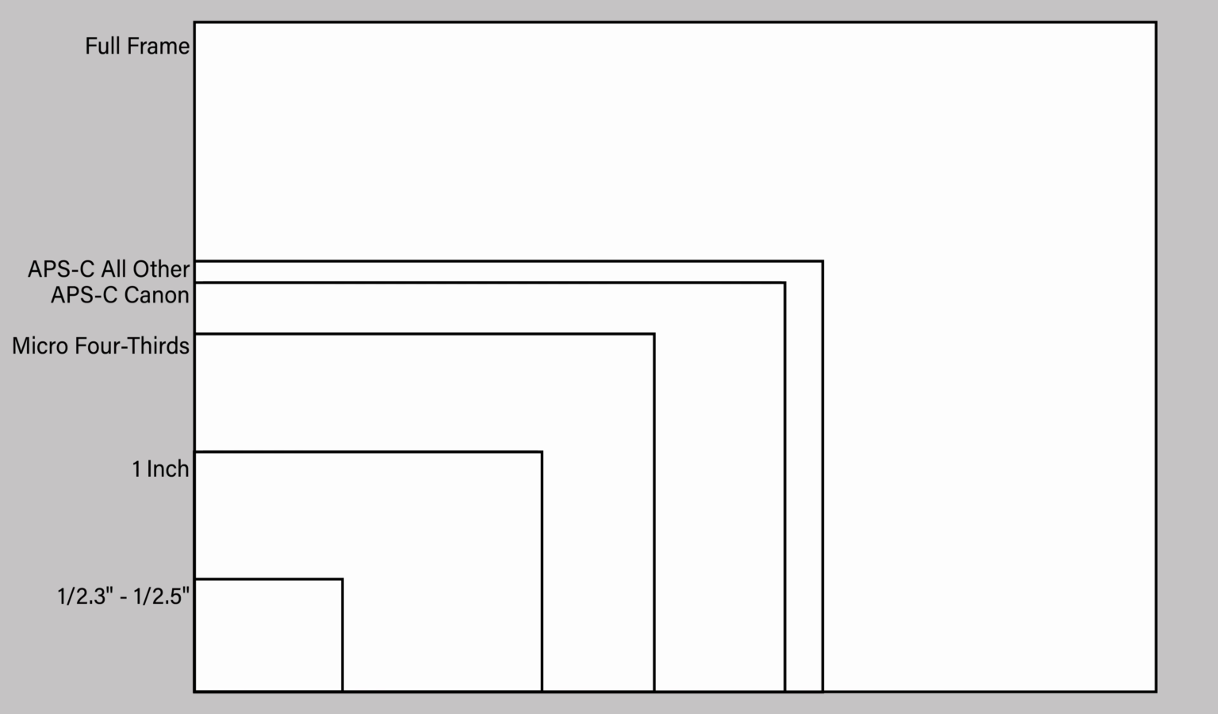Next is actually a group of a couple sizes, 1/2.3 and 1/2.5 inch. These two are so similar that I identified them on the same line here, and you can see that it is significantly smaller than the 1-inch sensor. And then last, you'll see one last box. Again, this is a group of sizes, 1/2.6 inches to 1/3 inch.